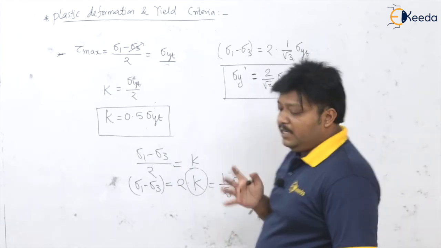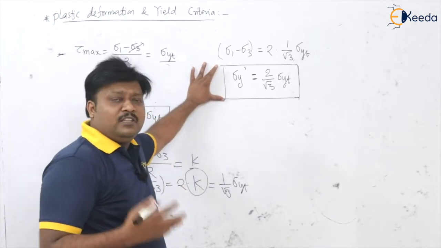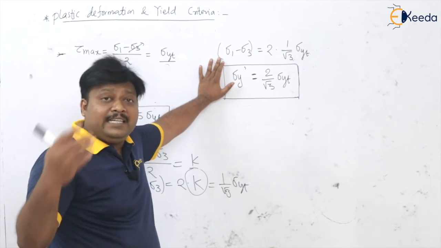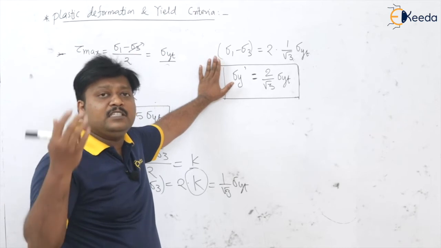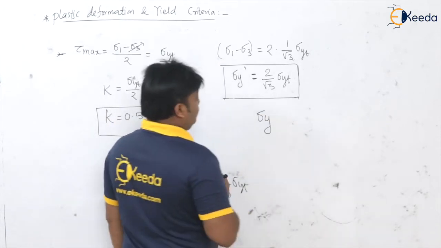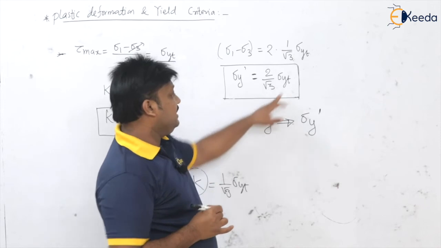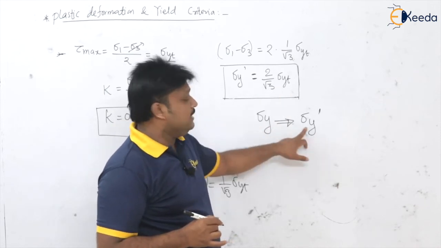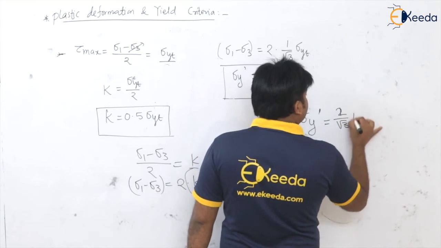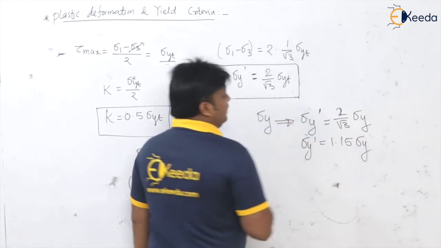So please remember, whenever the plane strain condition is there and we are going for calculations like force calculation or power calculation, in processes like forging, rolling, and tube drawing, where the plane strain condition is valid, the yield strength of the material will be replaced by this sigma y dash. No doubt sigma yt and sigma y are the yield strength. This sigma y now gets replaced by sigma y dash, where sigma y dash is 2 by root 3 times sigma y, that is 1.15 times the yield strength sigma y.